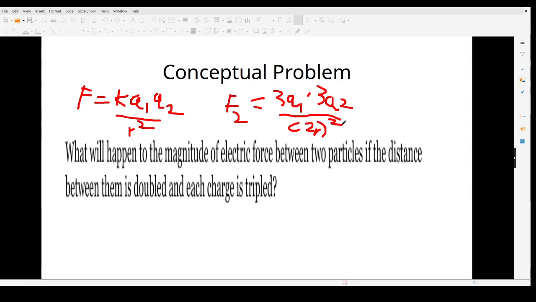Now let's look at this. F2 over F1, and there's a k here too. F2 over F1, 3 times 3 is 9, 2 squared is 4. So F2, if we triple both of the charges and double the distance, will be 9/4 of F.